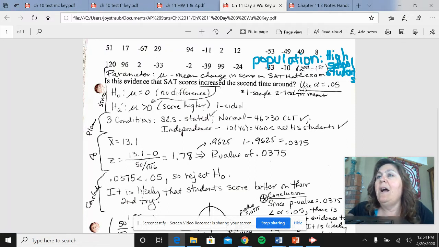Okay. They did not give us an alpha level for this particular problem. So remember, when it's not given, we're going to use alpha is 0.05. We also state what is the procedure we're doing.